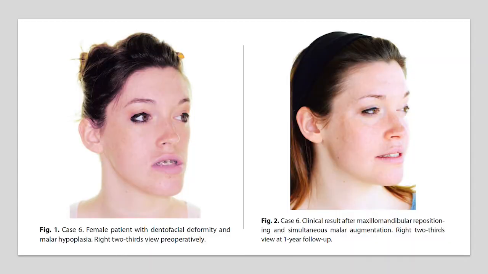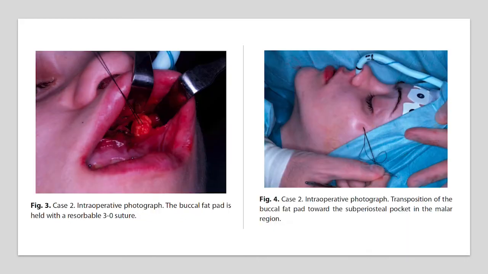These are the pre and post-operative photos of the right 2/3 view of patient case number 6. The post-operative photo presented here was at 1 year follow-up. And these photos show the procedures of the surgery using buccal fat pad. Through the limited buccal incision used for the Le Fort 1 osteotomy, gentle dissection of the buccal fat pad was performed. A subperiosteal pocket was created over the anterior and lateral aspects of the malar bone.